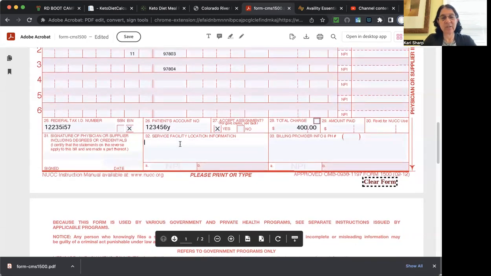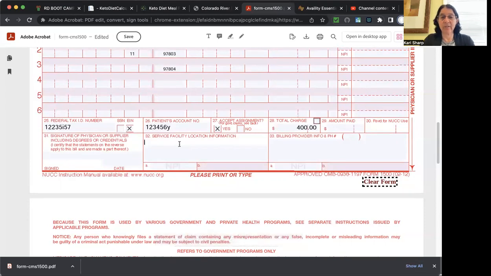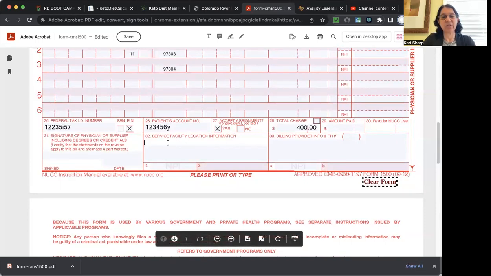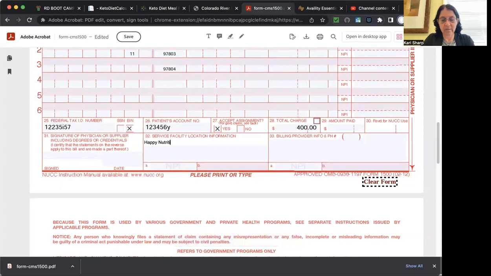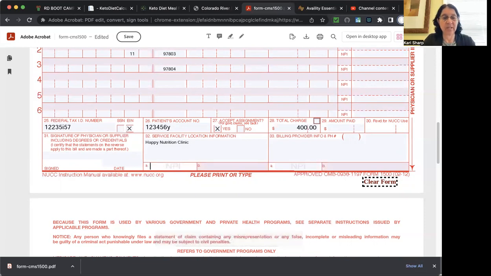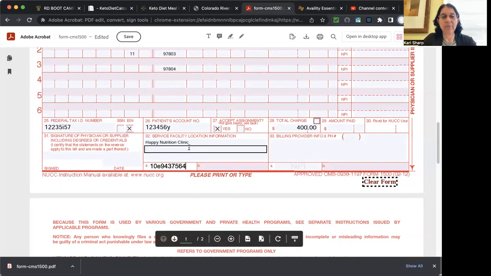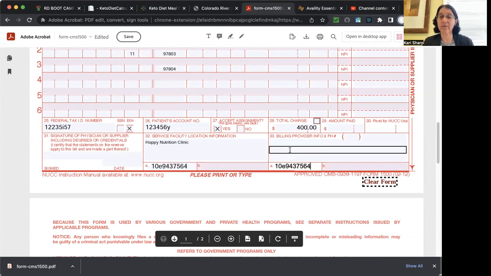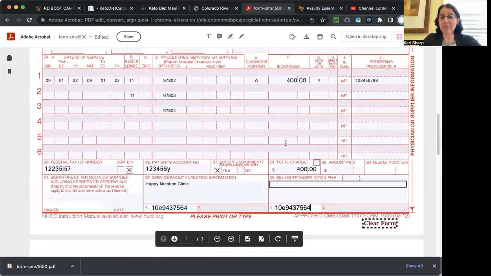Service facility location is your business. This is where now we're billing through the business. So service facility location, let's say you saw them at Happy Nutrition Clinic. Then you would put the address and information there, and this would be your type 2 NPI, which would be a bunch of numbers again. Then that would be the service facility's NPI. Again, billing provider is the same, whoever they're paying the bill to, your company. And that is how to submit a form.